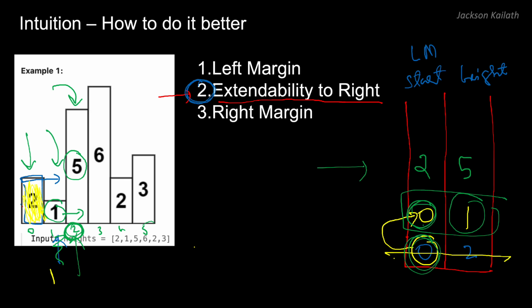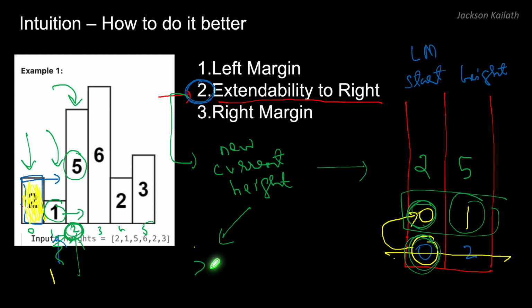Okay. So what we have discussed over here under extendability to the right is, when we get a current height, as we move the pointer, we get a new current height. Let me just call it new current height. Now, this new current height can either be greater than the previously entered height, or it can be less than the previously entered height. So if the new height is greater than the previously entered height, then we don't need to pop the previously entered height. That's one thing. And the left margin will be the index of the newly added height itself, because we cannot extend it to the left.